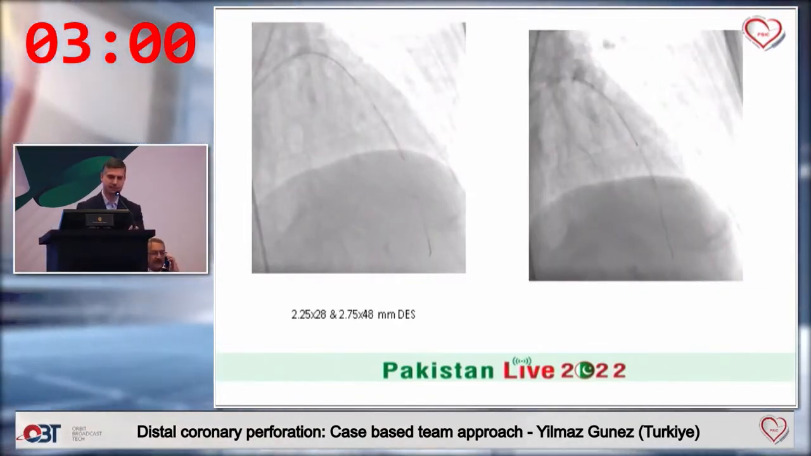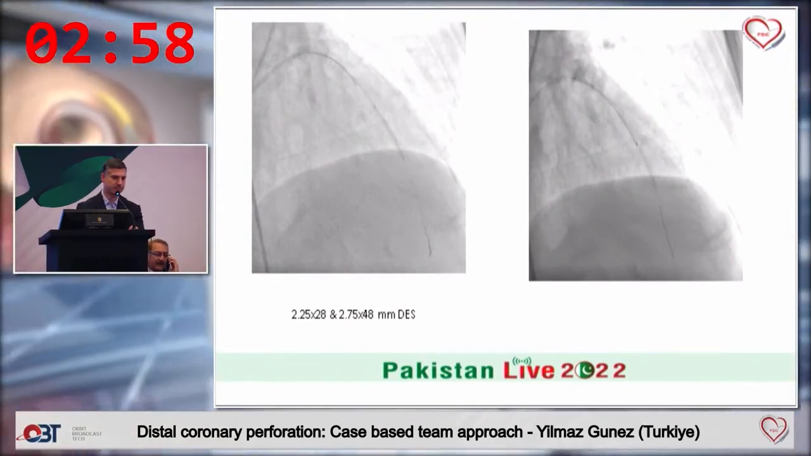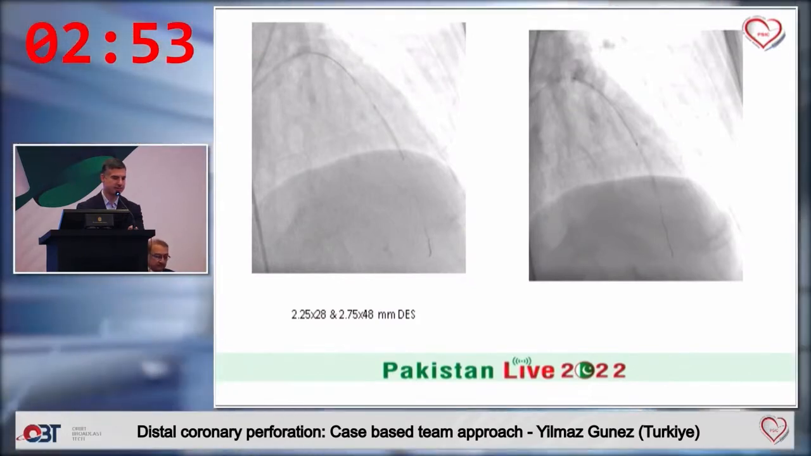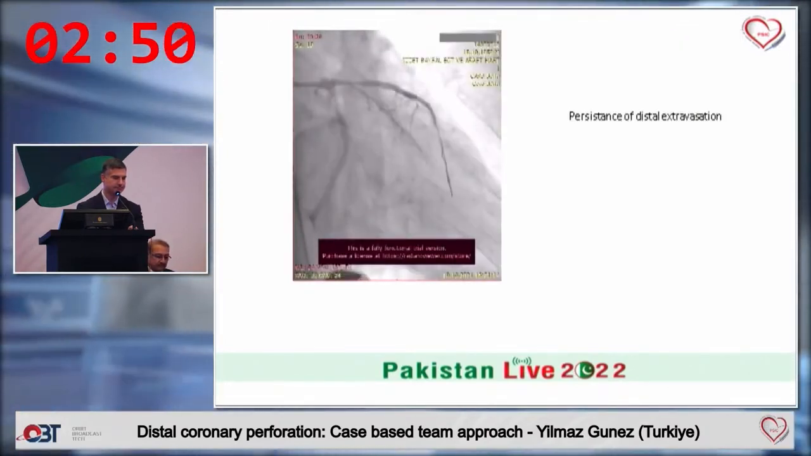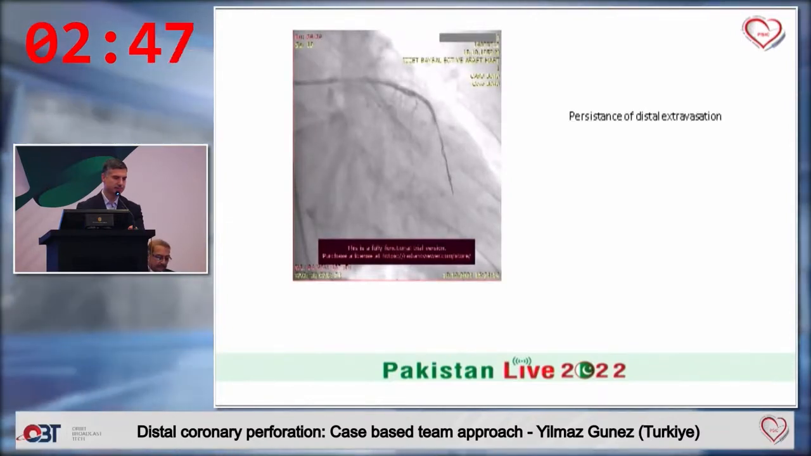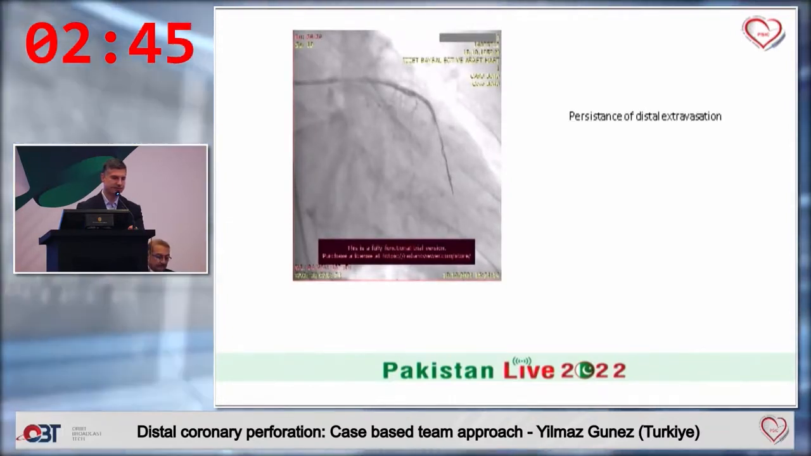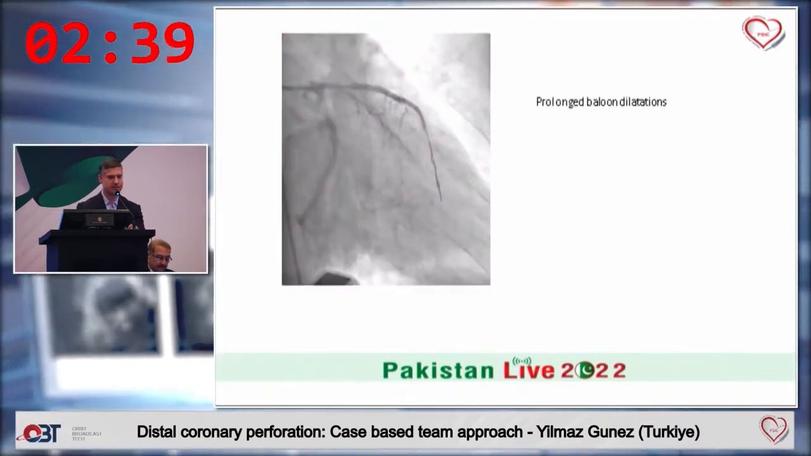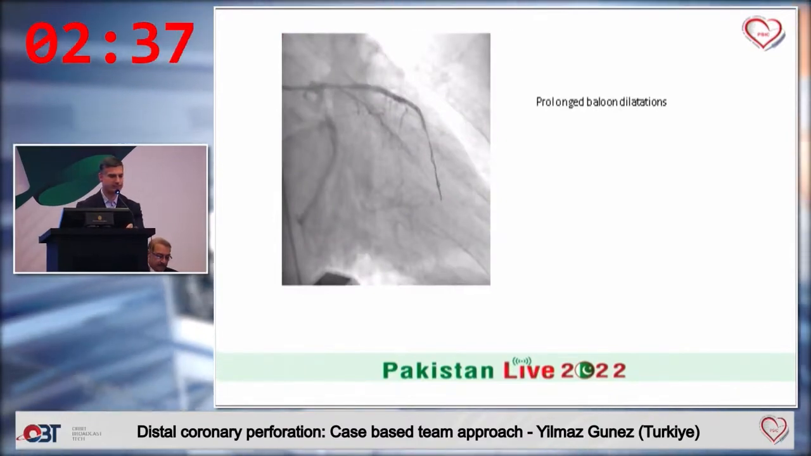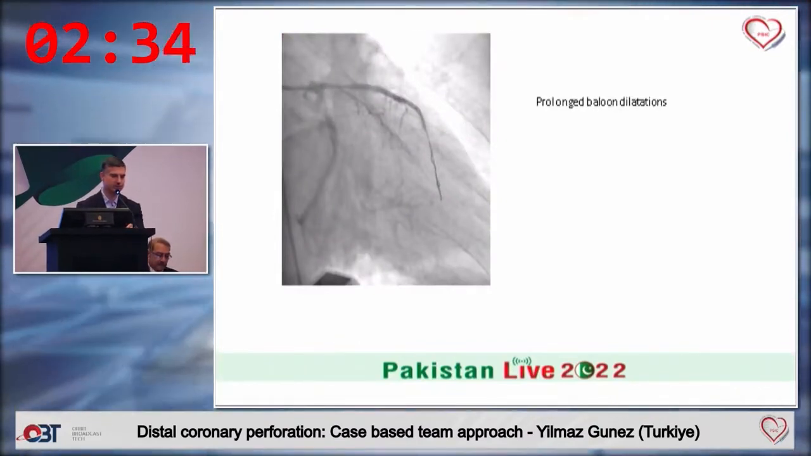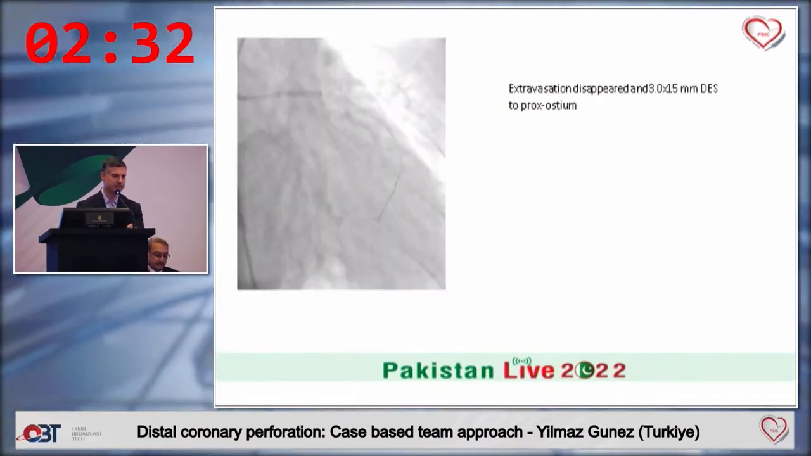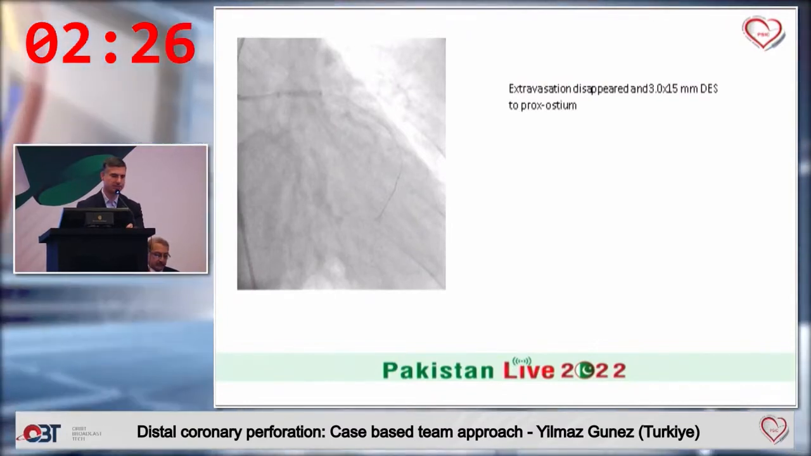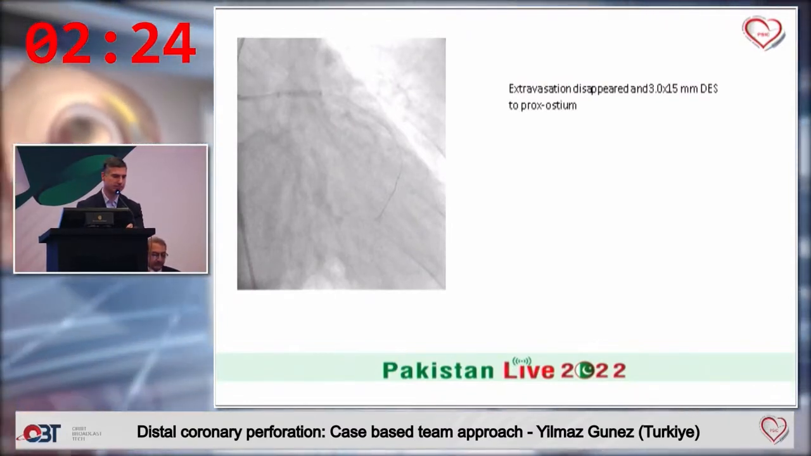Hemodynamics were stable at that time, so we continued with LAD stenting. We had our stent implantations to the LAD. We see that distal extravasation was persistent, therefore we performed prolonged balloon dilatations just at the level of that septal branch for 10 to 15 minutes. Then we see that extravasation disappeared, and we continued LAD stenting to proximal and ostium.